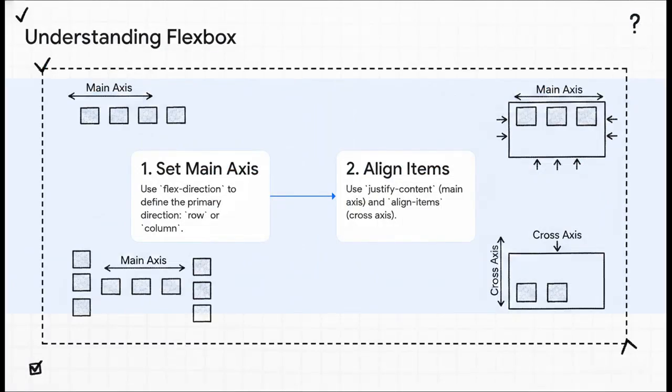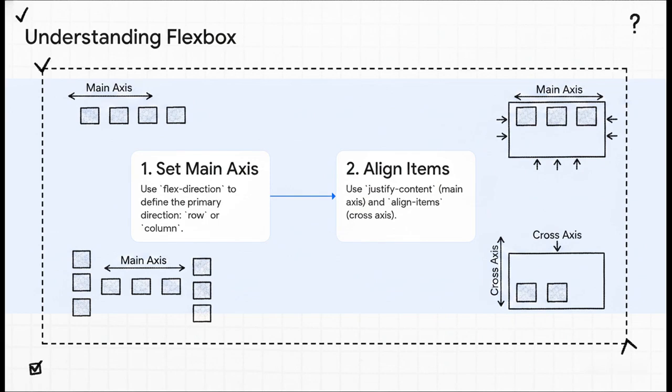The easiest way to get your head around Flexbox is to understand its 2 axes. First step, set the main axis using flex direction, either row or column. Second step, use justify content to align things along that main axis, and align items to align them on the perpendicular axis, the cross axis.